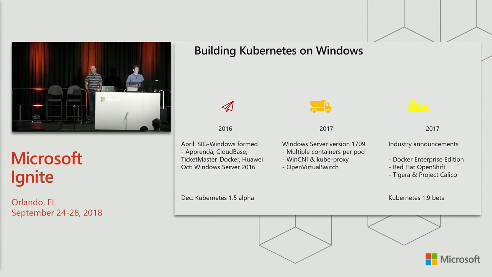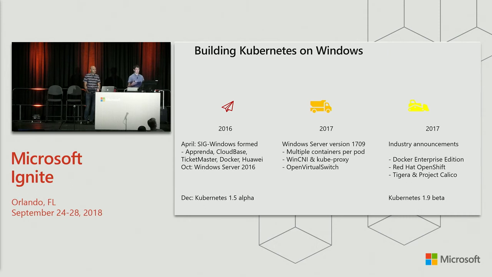The Kubernetes project founded the Windows Special Interest Group right around the time that Microsoft launched Windows Server 2016. We had individuals from Apprenda, Cloudbase, Ticketmaster, Docker, Huawei, and I believe from Red Hat as well. I forgot to put them on there. But a whole bunch of people came together and said, hey, we want to use the same management solution across all the machines in our environment, not just the Linux ones. That picked up steam really quick, and they gave us a lot of feedback on what we needed to do to make Windows work better with Kubernetes.